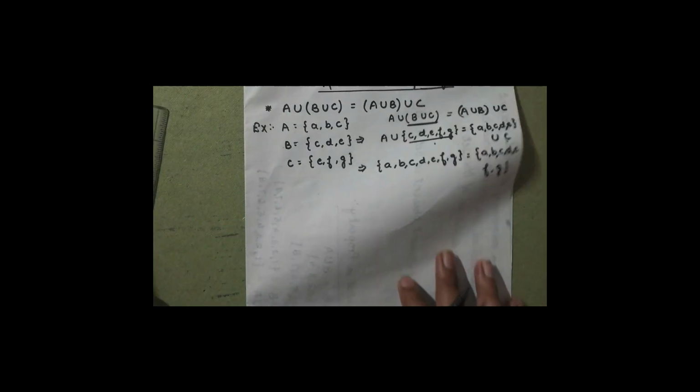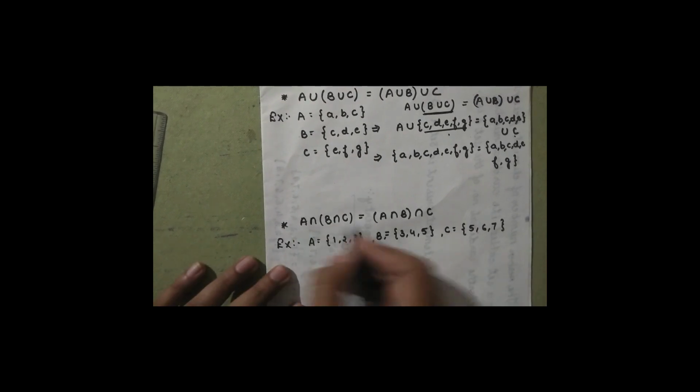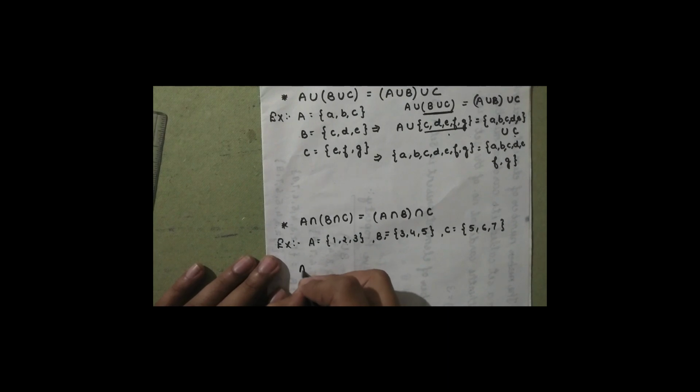Okay. So the next property is A intersection (B intersection C) equals (A intersection B) intersection C. So we understand it by an example. We put A equal to 1, 2, 3 and B equal to 3, 4, 5 and C equal to 5, 6, 7. So in the first, the LHS part, A intersection (B intersection C).